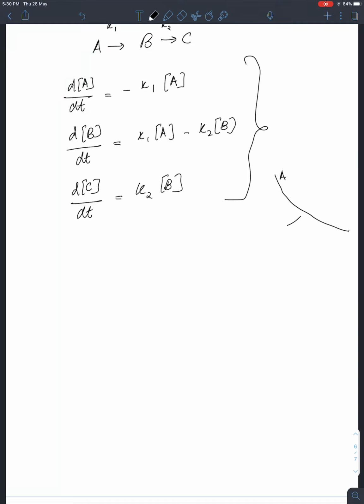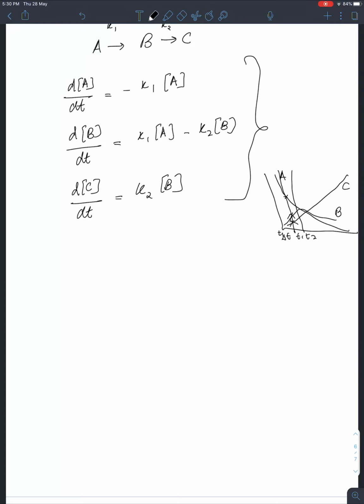Let us look at the nature of the graph as we already understand. A is decreasing, B is increasing and then decreasing, and C is slowly increasing. These are the curves we know by exact integration of our differential equations, from our kinetics. At a point, let's say this is t0, this is t1, this is t2, and so on, and let the distance between t1 and t2 be delta t.